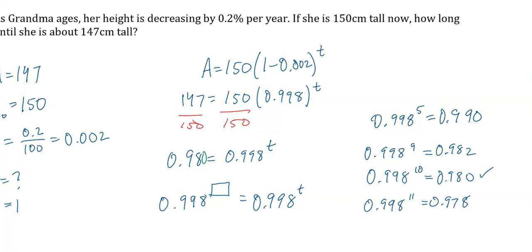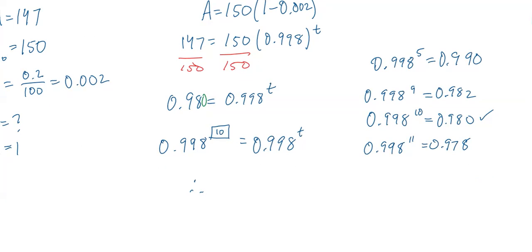So when I look at this list, it's 0.982, 0.980, 0.978. This one's the closest to that number because that's like 0.980. So we want 10. And then that's it. Therefore, t equals 10. Therefore, it'll take 10 years for grandma to shrink 3 centimeters.